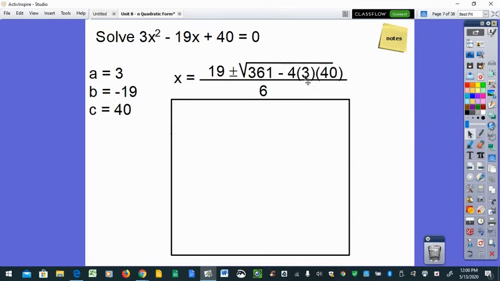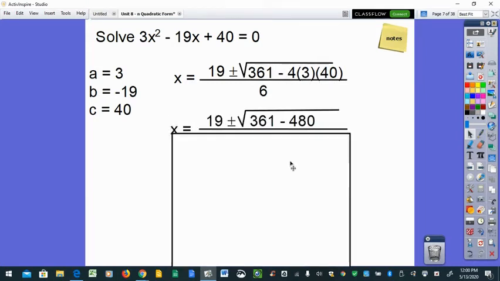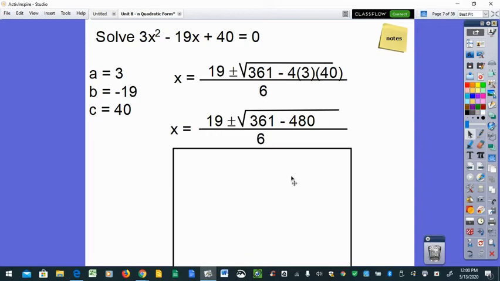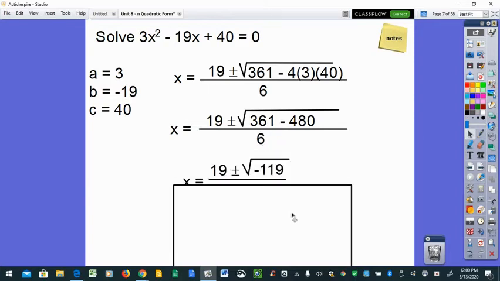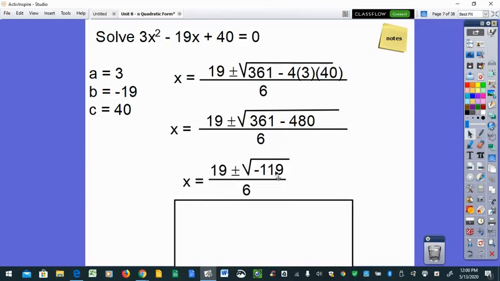Here is the part where we have to be careful. See, there's only one minus this time. And when I take 361 minus 480, did you see the problem that happened here? We got a negative under the square root. What's going on here? That's not going to work out. We're not going to get two answers there.